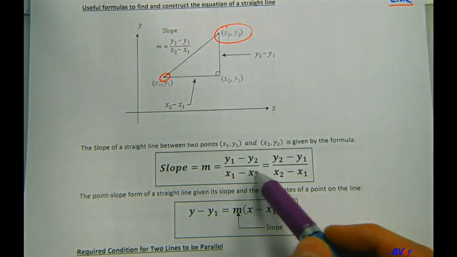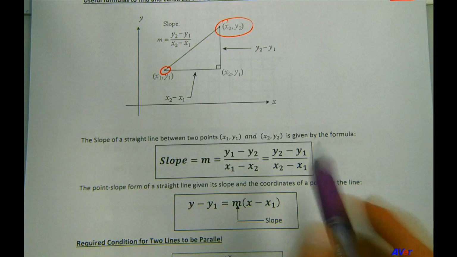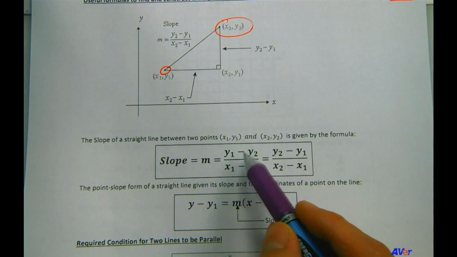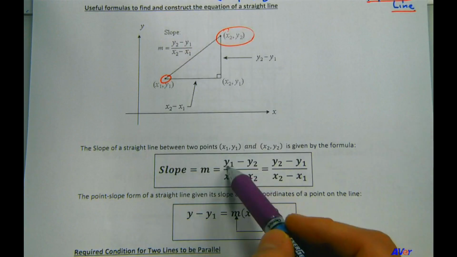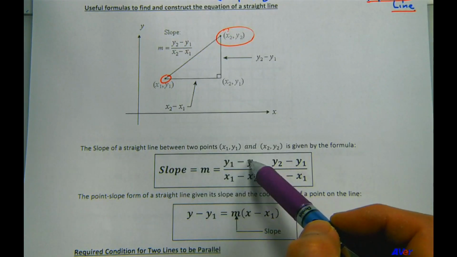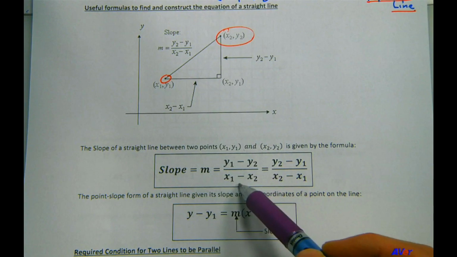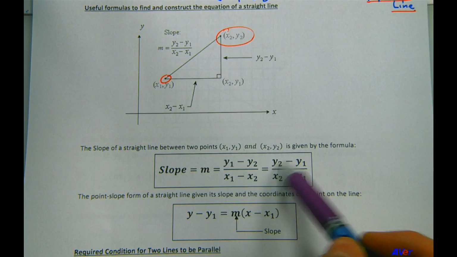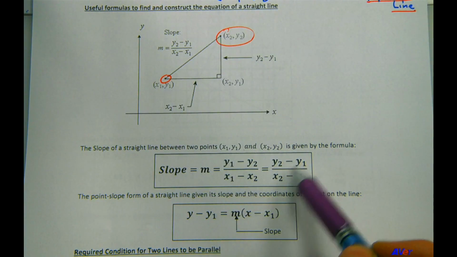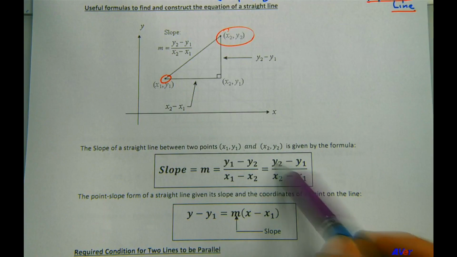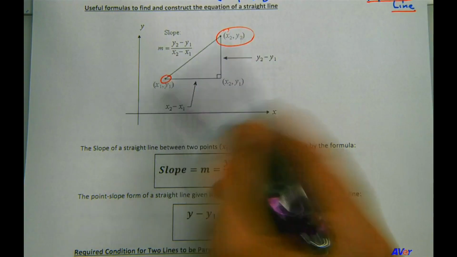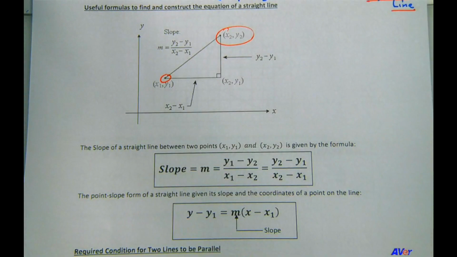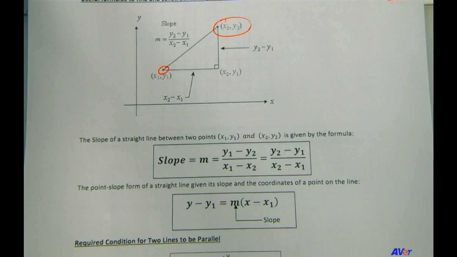Absolutely, you can. But you have to keep the order of subtraction in this formula the same for the numerator and the denominator. So if you say y1 minus y2 in the numerator, then you'll have to say x1 minus x2. If you say y2 minus y1, then you'll have to divide that by x2 minus x1. So the order of subtraction has to be the same. If you say y1 minus y2, then you have to say x1 minus x2. Okay, that's the important thing. Order of subtraction stays the same.